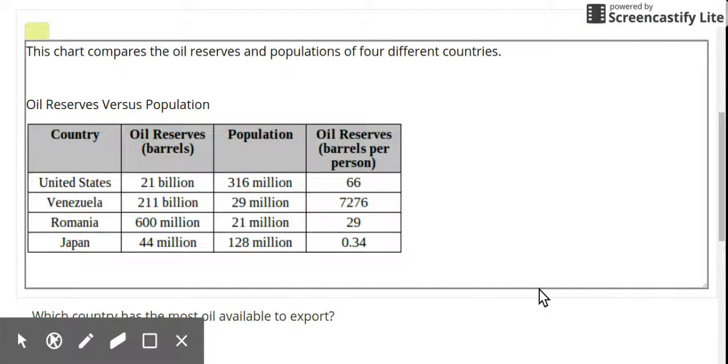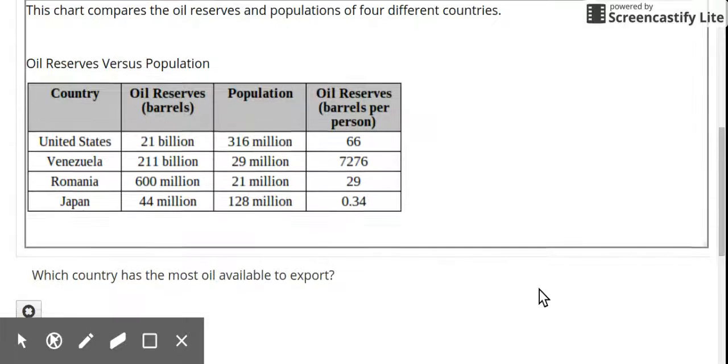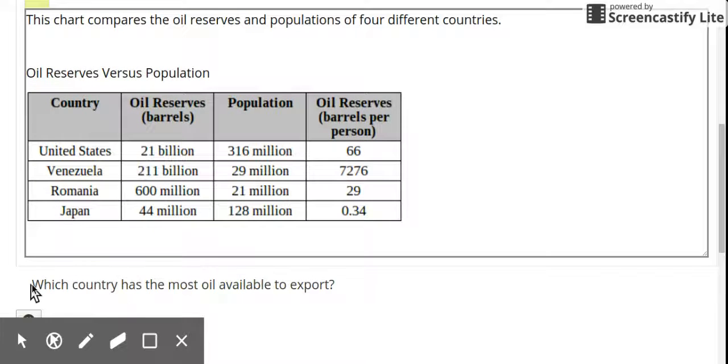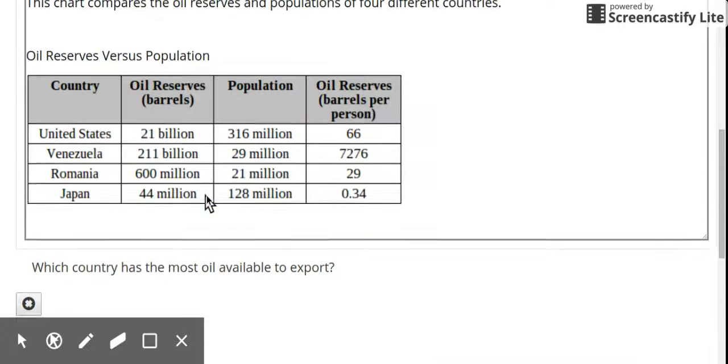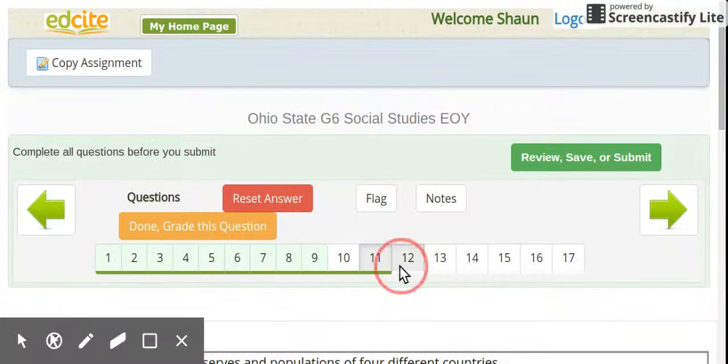All right, we've seen a question like this before, so I won't take much time here. It just says, which country has the most oil available to export? The key thing you want to look at here is the difference between the word million and billion. If you don't pay very careful attention, you might think Romania, but if you look carefully in the billion part, that would be Venezuela. They have the most amount of oil and the most amount of oil per person, so they are clearly the correct answer here. The country that has the most oil.